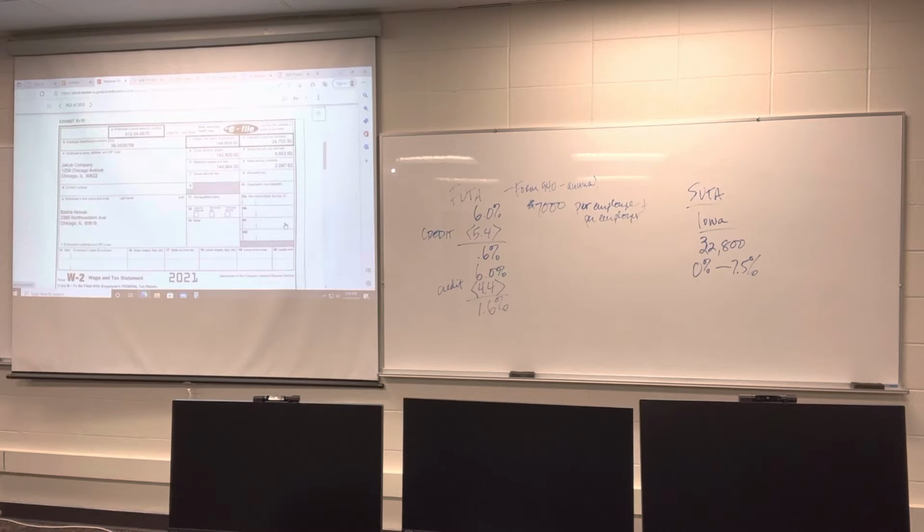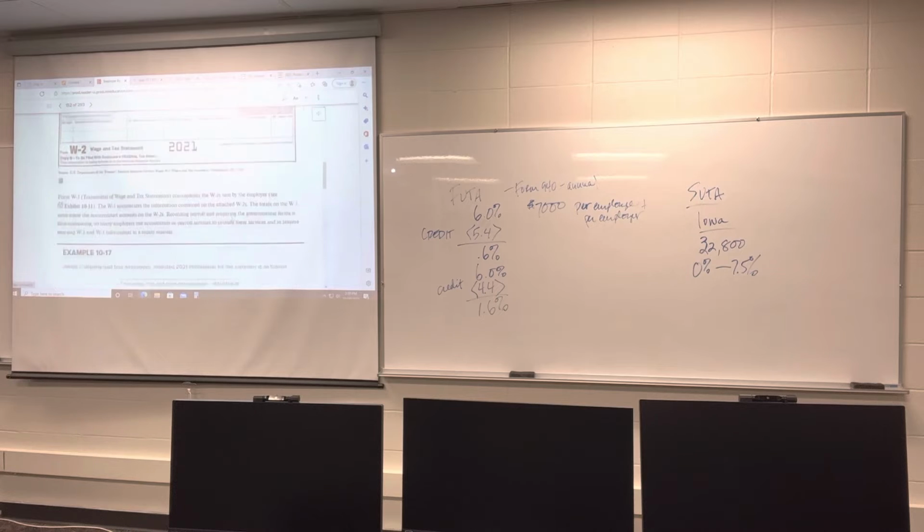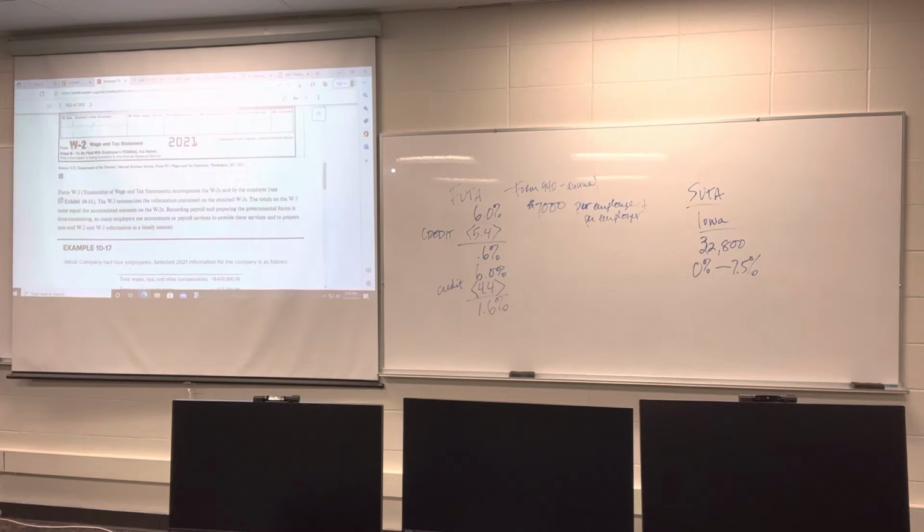There's the W-2. You can see here on this W-2, there's a difference between wages and Social Security wages, because Social Security wages won't be any higher than that wage base, but they were paid more than that wage base. So that's why there's a difference there. State information goes down the bottom.